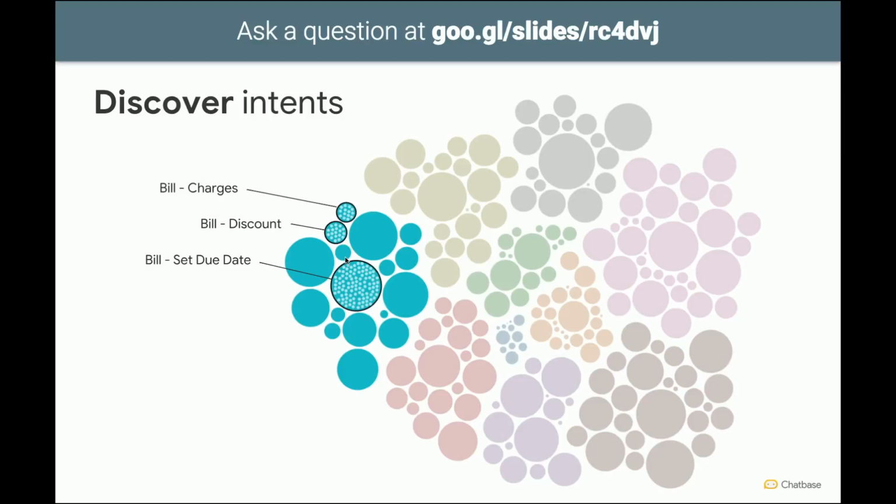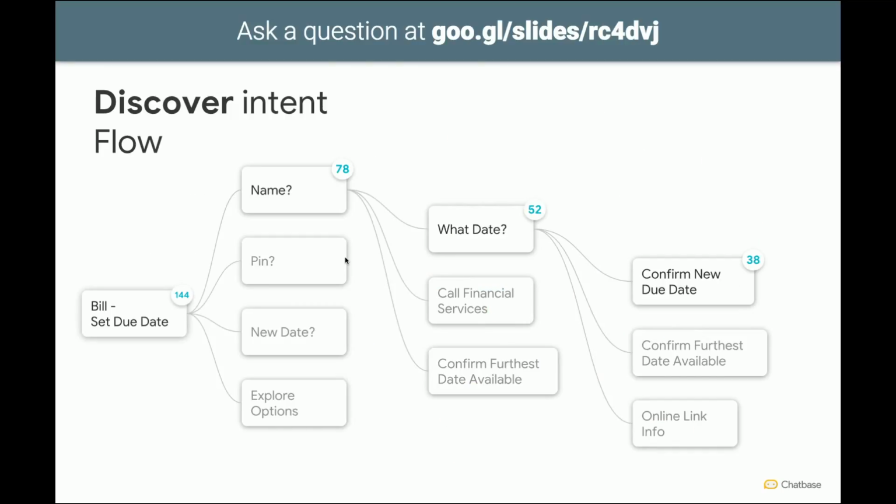The next step, after you decide on an intent that you want to build out, so we're going to go into the set due date one, because it seems common, is to create what we call an intent flow. So you want to discover what are all those paths that users take for this specific use case, set due date. And there's the obvious paths that you probably would have thought of, and then there's the unexpected paths. But everything is there to be analyzed.